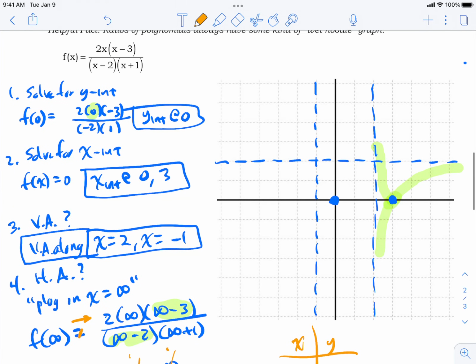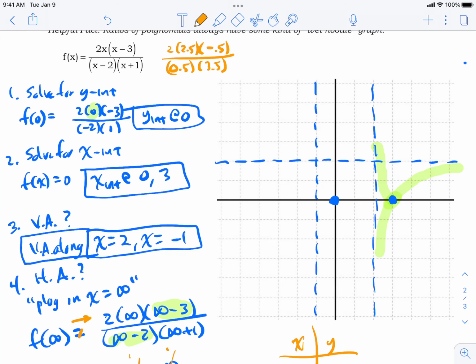So let's see, where's our question up here? 2 times 2.5 minus 3 will be a negative 0.5. 2.5 minus 2 is a positive 0.5. 2.5 plus 1 is 3.5. And so what the heck is all that? I might as well get out the electronics. The 0.5s are canceling, but I'm going to have a negative 5 over 3.5, basically. Negative, no.